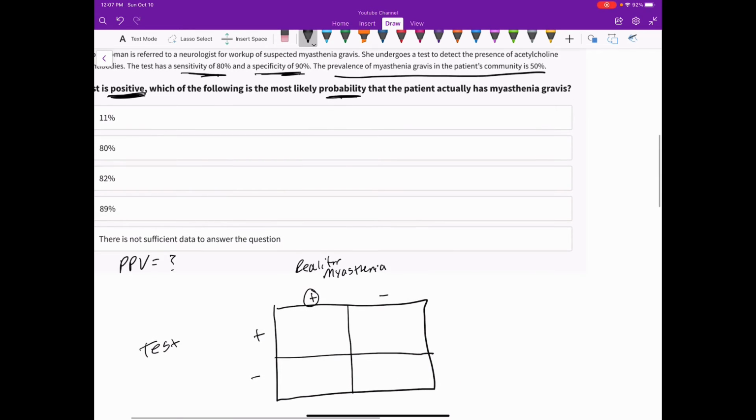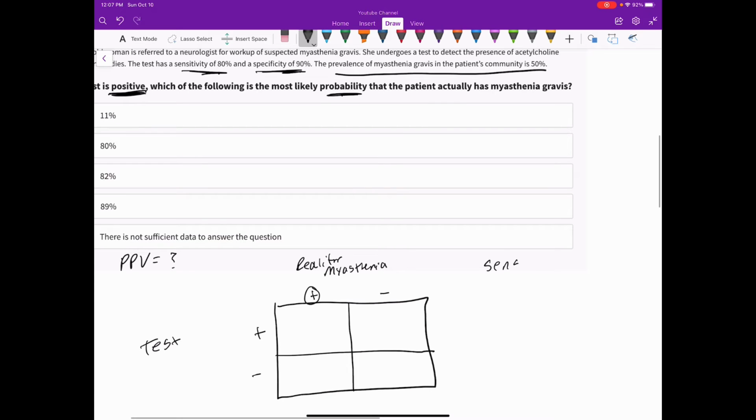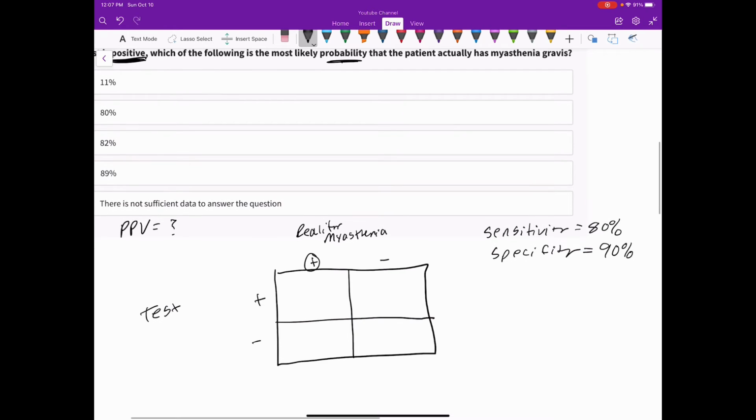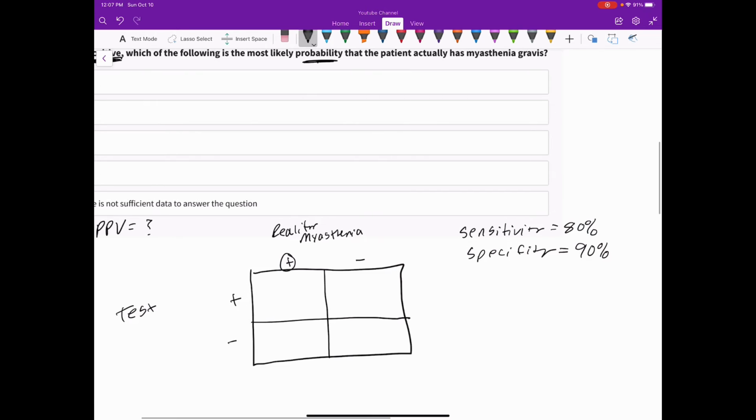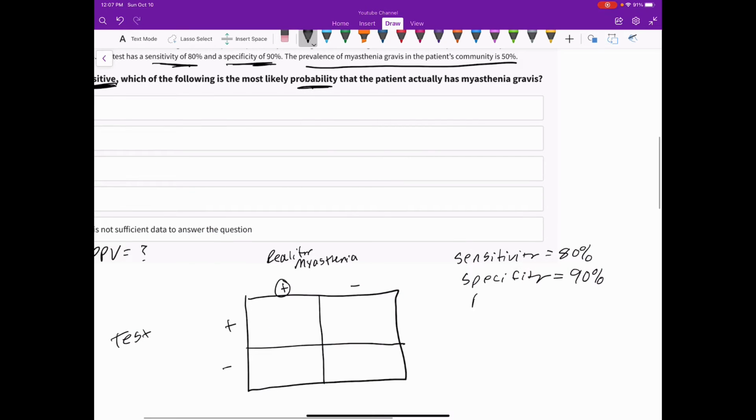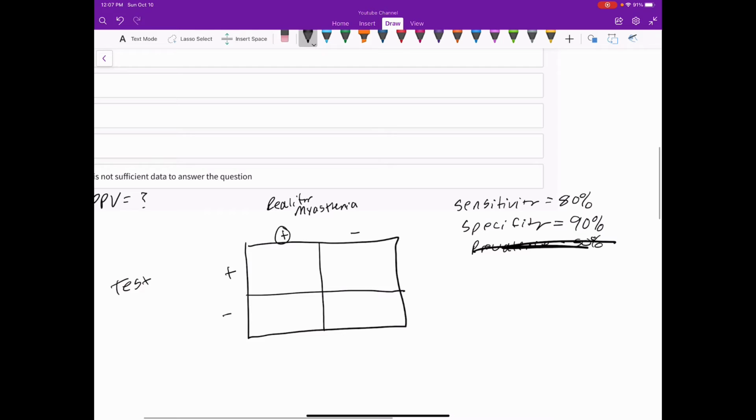They also gave us sensitivity is 80%. Interesting. And they said specificity is what? 90%. And you're like, holy crap. What could I do now? I have no other numbers but percentages. They also said the prevalence was 50%, if you want to write that down. If it were me, I would not write this down because I don't think this is going to help me at all, so I'm crossing it out. But it's up to you guys.